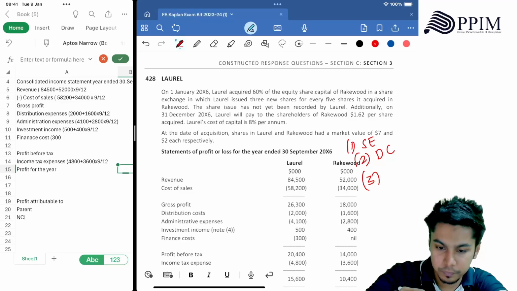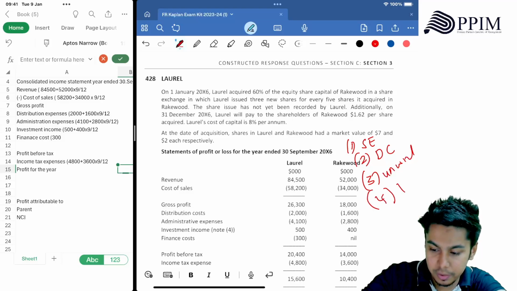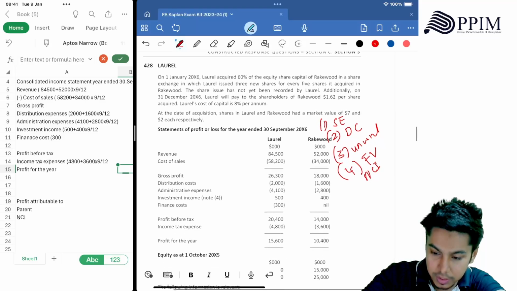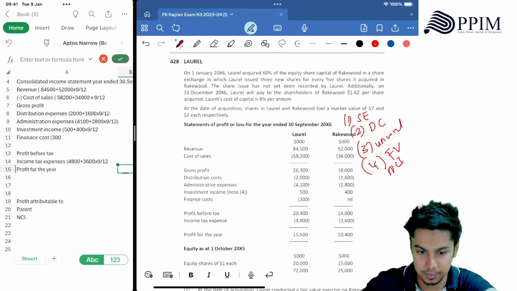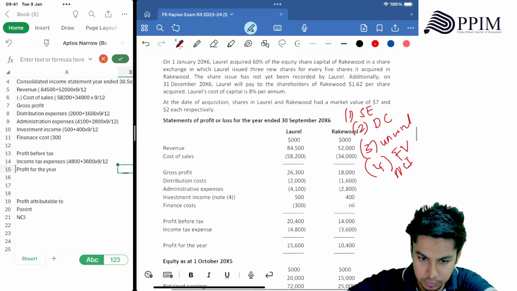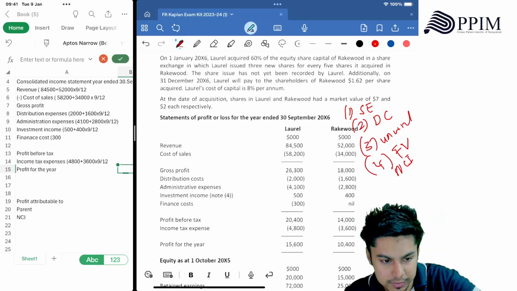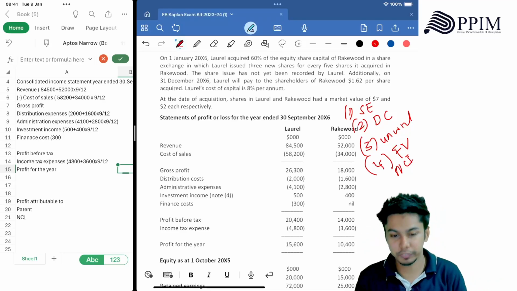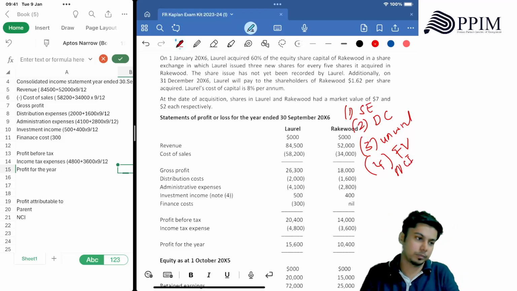Also guys, I want you to get me unwinding, and what's the next thing? Fair value of NCI. Okay, can you guys quickly start giving me these answers faster? I want you to calculate and give me these answers, the 4 things I am asking: share exchange, deferred consideration, unwinding, fair value of NCI. Okay, start doing these, please.